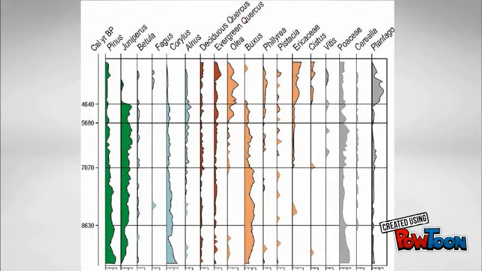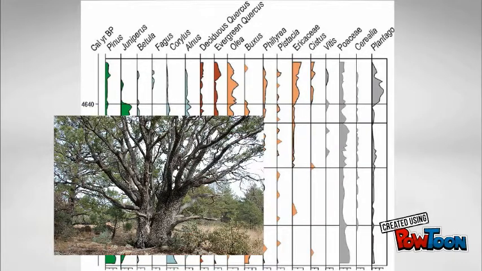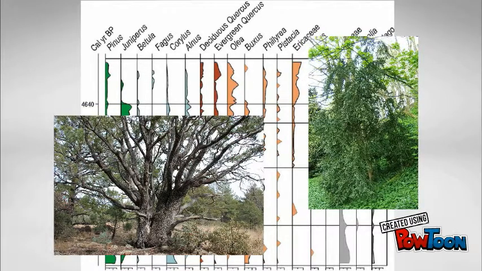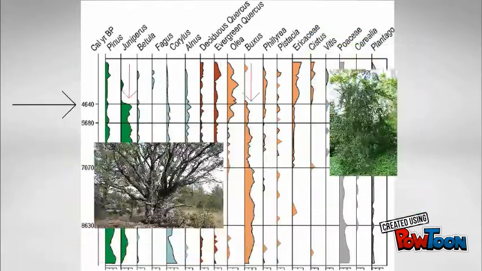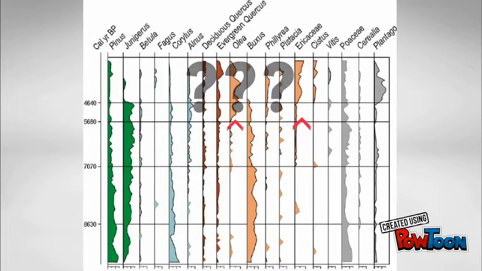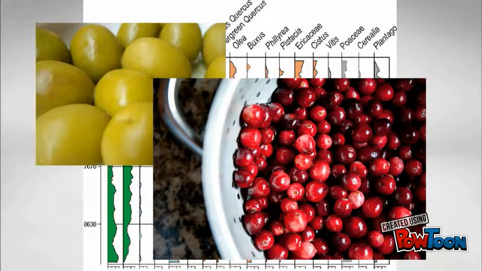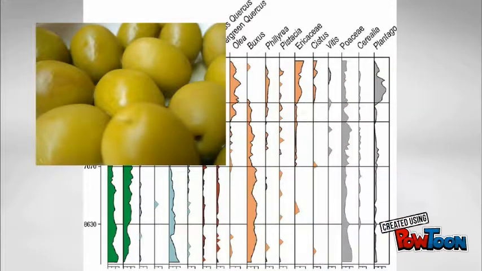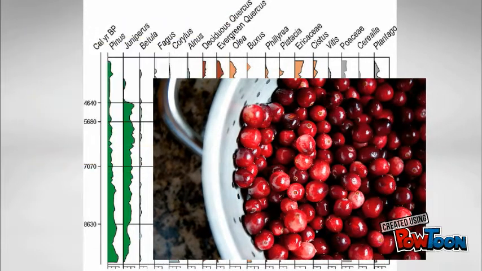For many thousands of years, Juniperus, a coniferous genus, and Buxus, an evergreen genus, were very common. Then, around 4,600 years ago, we can see a dramatic reduction in these genera and a rapid increase in Oleae and Ericaceae. Now, the question is, why may this be? The answer is olives and berries. Olives, from where we get olive oil, are within the Oleae genus, and cranberries and blueberries are found within the Ericaceae genus.